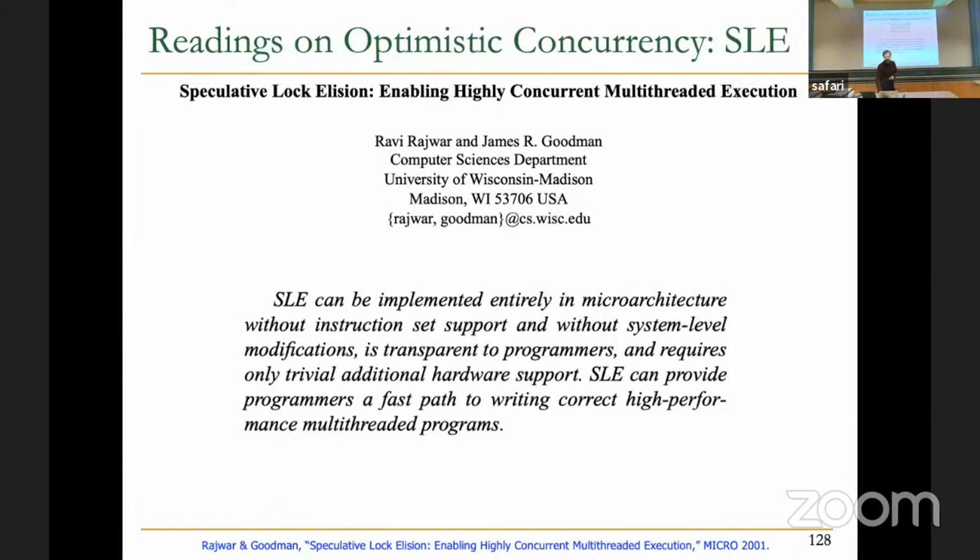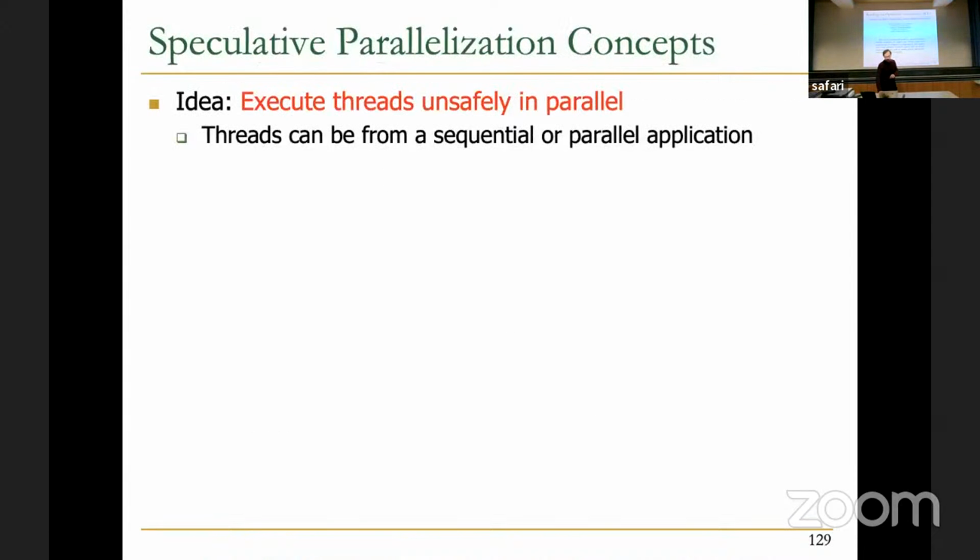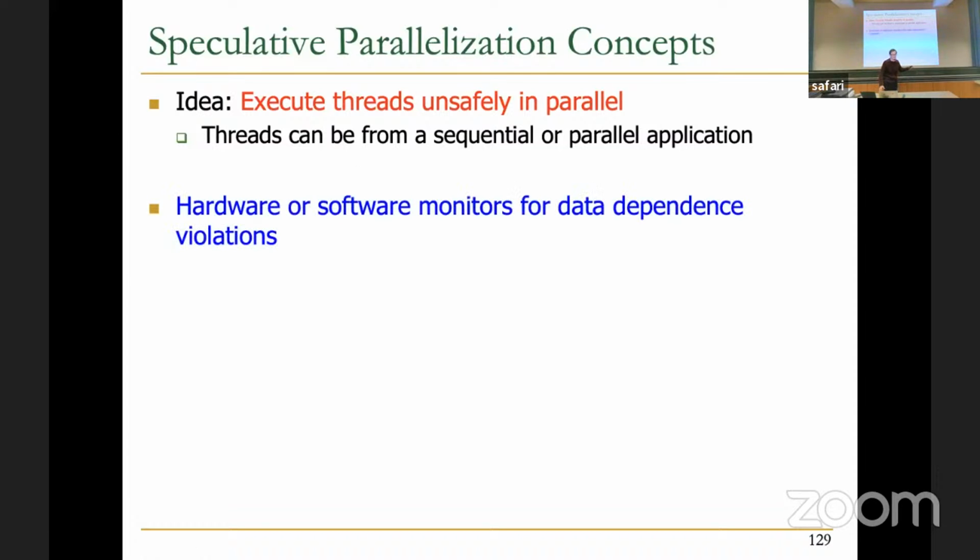Since we're out of time, I'm not going to read these, but you can take a look. This is actually implemented in Intel Haswell. It's a simpler approach than transactional memory, but it has a lot of the overheads of transactional memory also, as you will see. In general, these ideas that we've discussed are examples of speculative parallelization. The main idea is to execute threads unsafely in parallel. Threads can be from a sequential or parallel application. We look at parallel applications, but it could be from sequential.